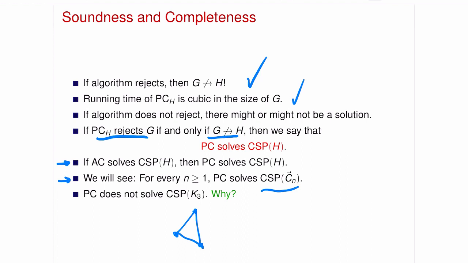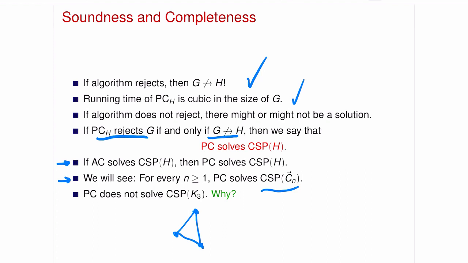Why is that? Well, there are two ways of seeing it. One way assumes that we believe that P is different from NP. In this case, there can't be a polynomial time algorithm for CSP of K3. This is just three colorability. It's an NP complete problem. There can't be a polynomial algorithm if P is different from NP. So since the path consistency procedure is a polynomial time algorithm, path consistency cannot solve CSP of K3.